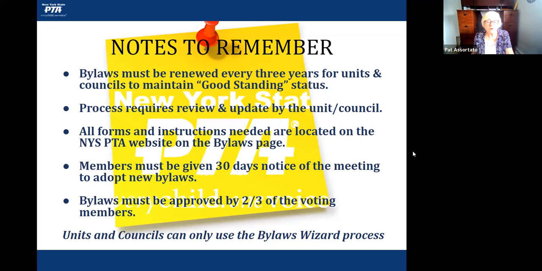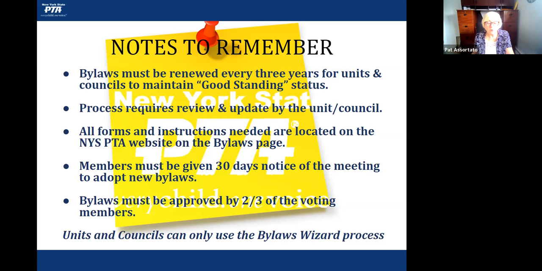Bylaws must be renewed every 3 years for units and councils to maintain their good standing status. This process requires review and update by the unit and council, and all the forms needed and instructions are located on the New York State PTA website on the bylaws page. Members of the unit must be given 30 days notice of the meeting to adopt the new bylaws, and the bylaws must be approved by 2/3 of the voting members.